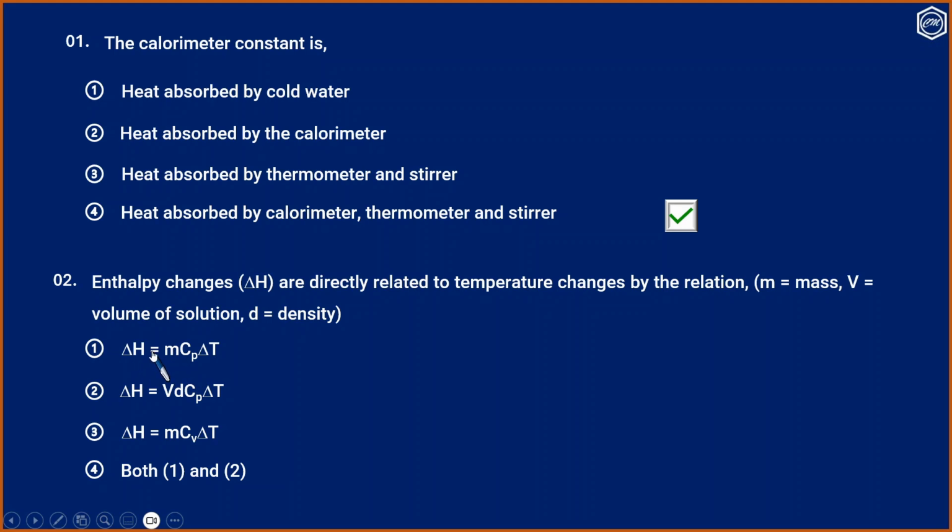But we can also choose option 2, because V into d, where d is the density and V is the volume, V into d is m. So we can replace m by V into d. Therefore both option 1 and 2 are correct.